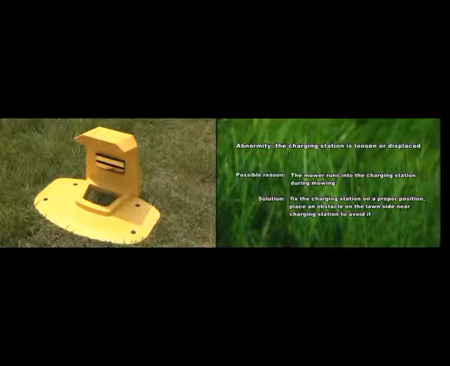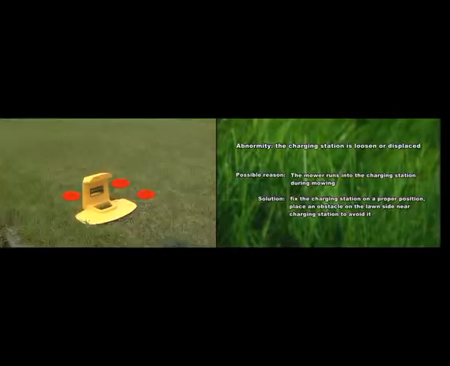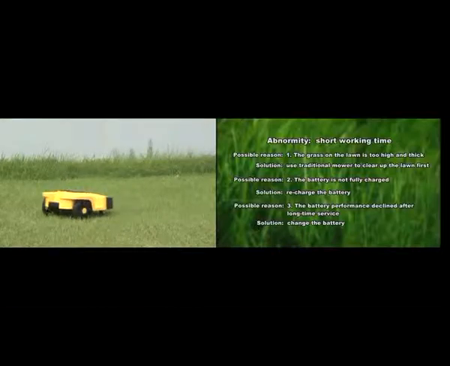Abnormality: the charging station is loose or displaced. Possible reasons: the mower runs into the charging station during working. Solution: fix the charging station in a proper position and place an obstacle on the lawn side near the charging station to avoid it.